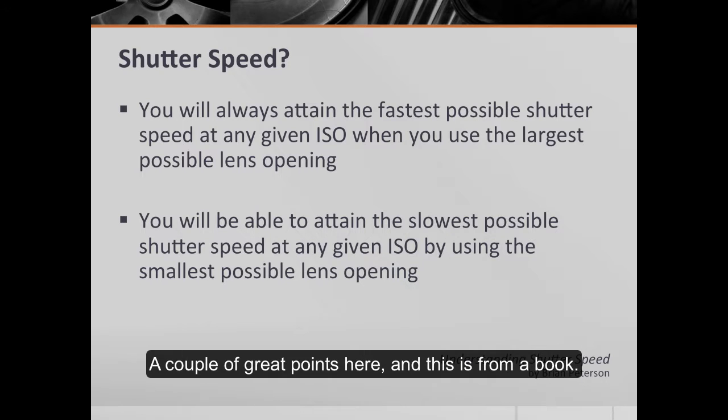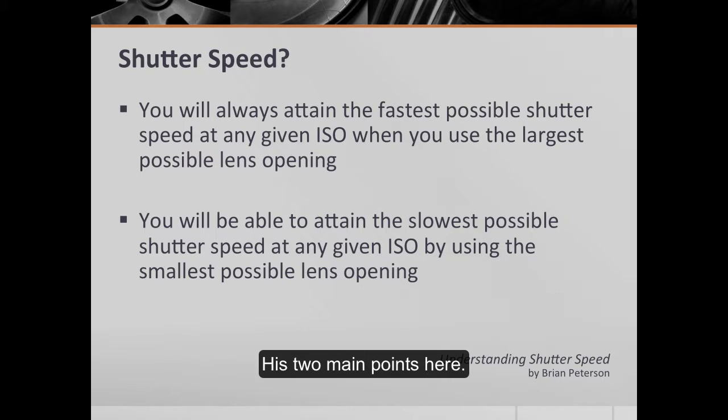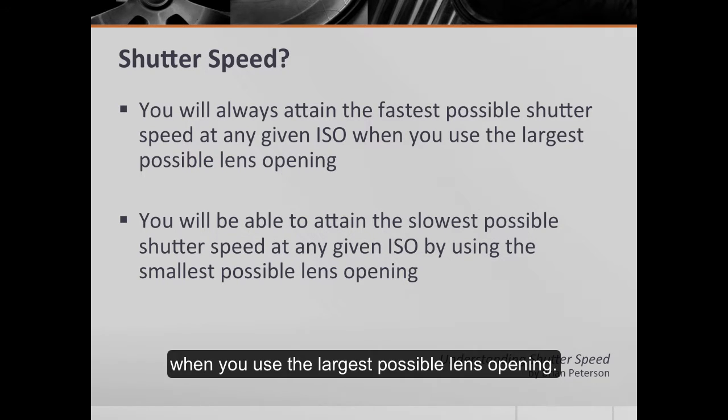A couple of great points here, and this is from a book. It's a quick read, Understanding Shutter Speed by Bryan Peterson. His two main points here: you will always attain the fastest possible shutter speed at any given ISO when you use the largest possible lens opening. Point number two, you will be able to attain the slowest possible shutter speed at any given ISO by using the smallest possible lens opening.